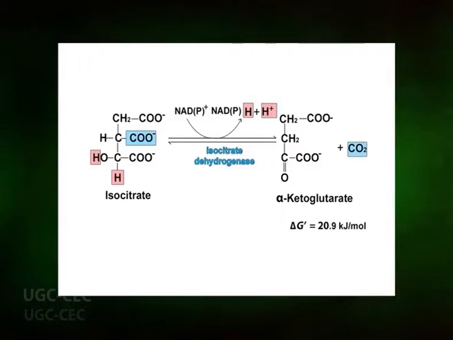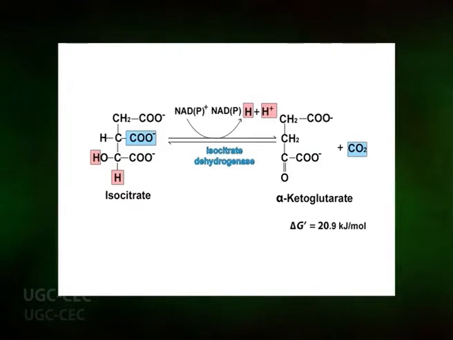Isocitrate is oxidized and decarboxylated to alpha-ketoglutarate. In the first of 4 oxidation steps in the cycle, the carbon carrying the hydroxyl group is converted to a carbonyl group. The immediate product is unstable, losing carbon dioxide while bound to the enzyme.